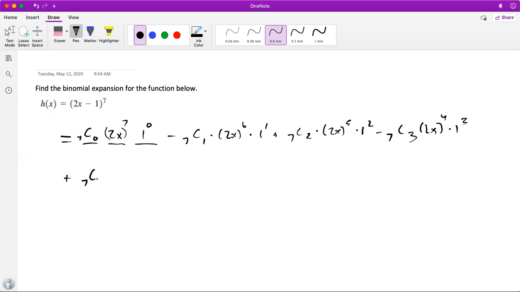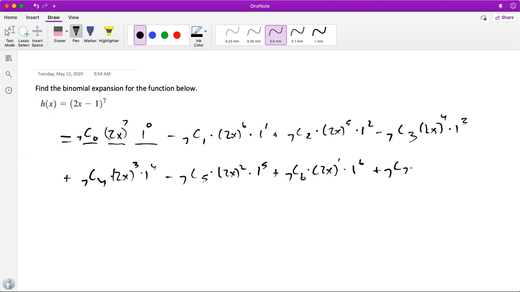plus 7 choose 4 times 2x cubed times 1 to the 4th, minus 7 choose 5 times 2x squared times 1 to the 5th, plus 7 choose 6 times 2x to the 1st times 1 to the 6th, plus 7 choose 7 times 2x to the 0 times 1 to the 7th.